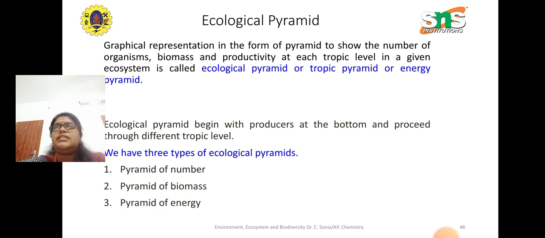Charles Elton was the first ecologist to describe the ecological pyramid in 1927. The biomass, the number, and the energy of the organisms, ranging from the producer level to the consumer level, is known as the ecological pyramid. So, the ecological pyramid begins with producers at the bottom and proceeds through different trophic levels. We have three types of ecological pyramid: pyramid of number, pyramid of biomass, and pyramid of energy. So, we are going to see one by one.